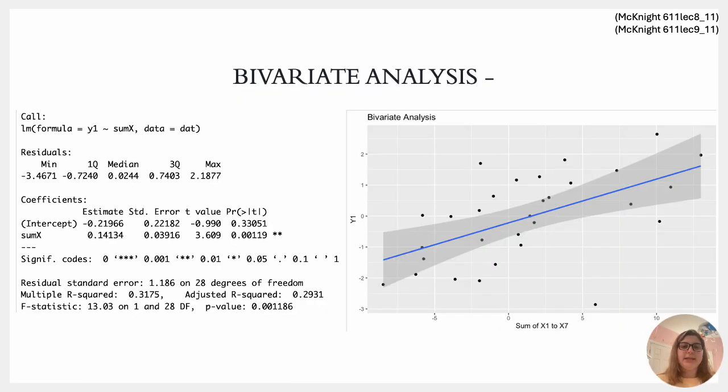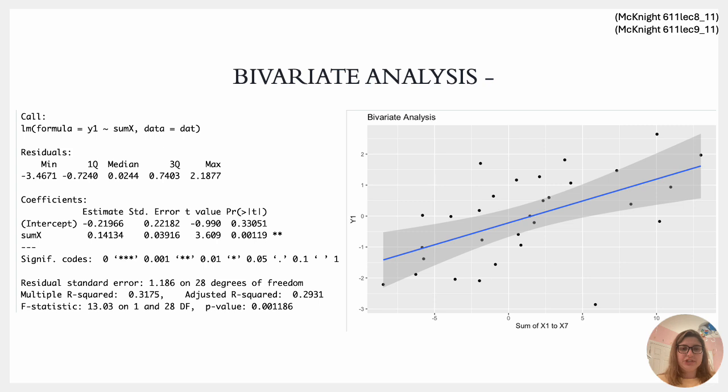Then here we're looking at the bivariate analysis of our x variables compared to y1. So I just want to point out our r squared of 0.3175, so 31.75%. This is a relatively low value. The closer the r squared value is to 1, the stronger the model is. So we have an adjusted r squared of 0.2931, so that's still pretty low, but it does confirm what our sum x is showing us.